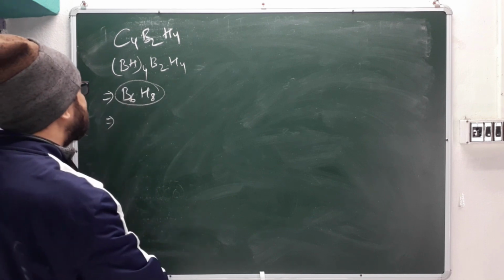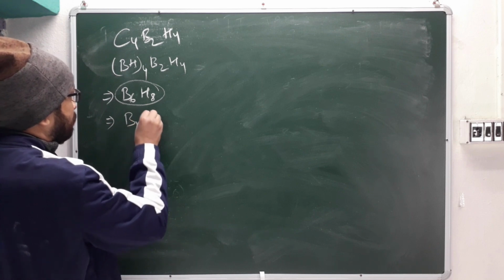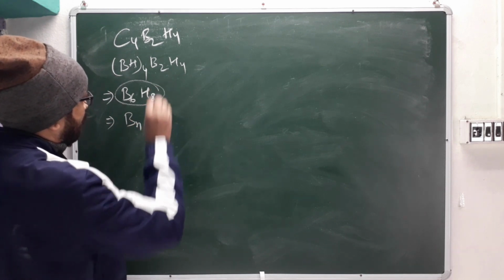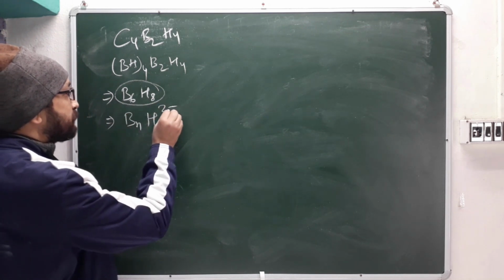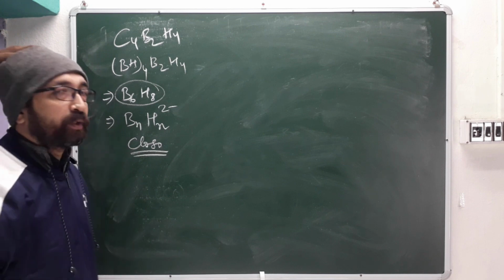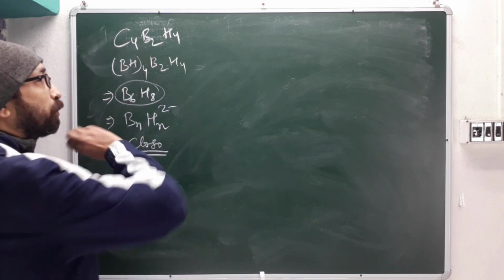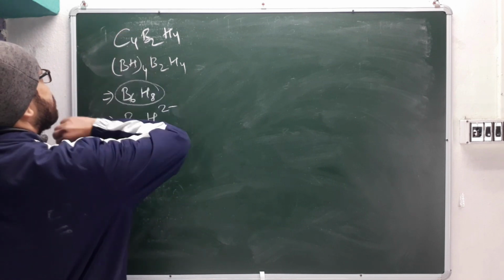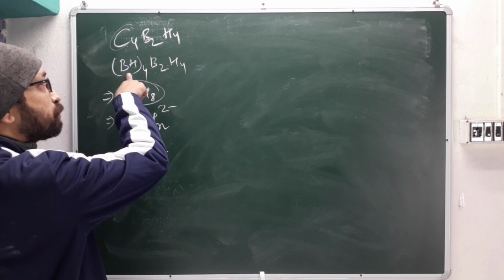So this B6H8, write it as BnHn, and here it will be 2 minus because you have to lose 2 protons. So it looks like closo, correct? So here is the role of isolable, because if carborane is given, you have to convert it. If it is nitrogen, then you have to write BH2, right?